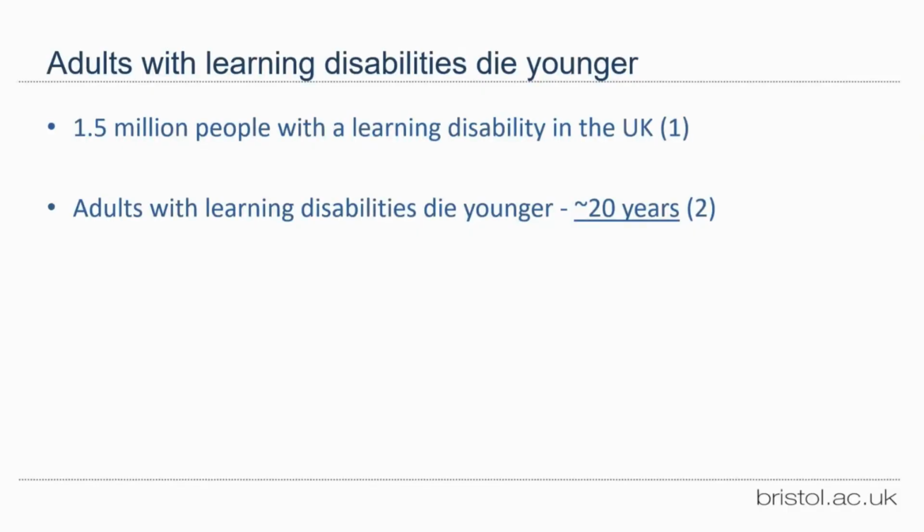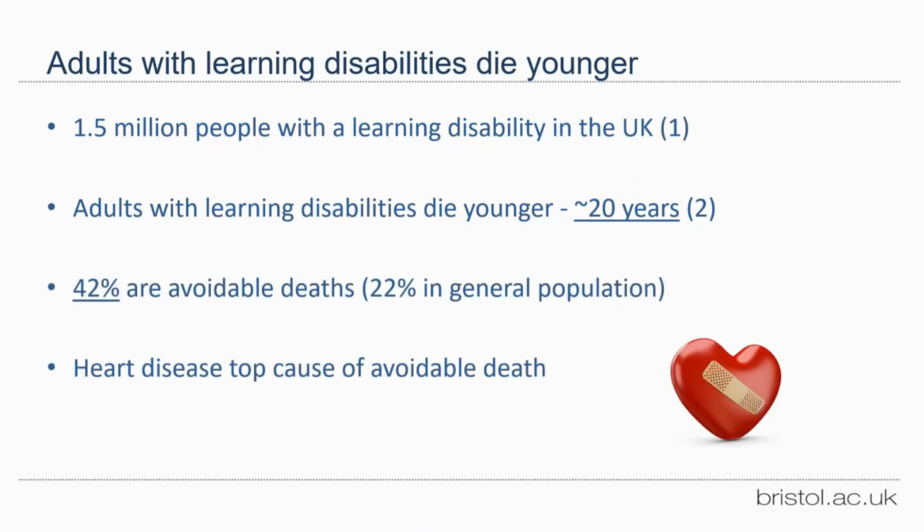Justine has already gone through this in a lot of detail, but we know that adults with learning disabilities die on average 20 years younger than the general population. And just under half of these are avoidable deaths, with heart disease the top cause of avoidable death.